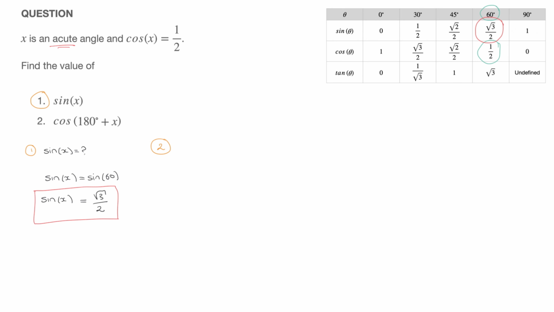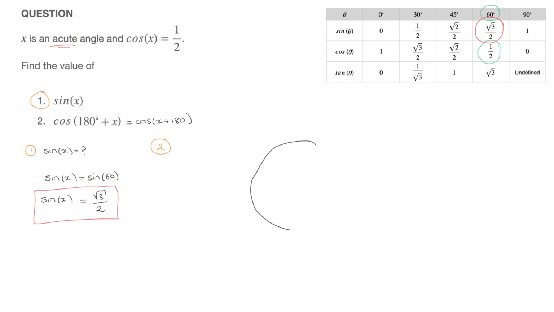Now in question 2, we need to find cosine of 180 plus x, which I'll add here is the same thing as cosine of x plus 180. To find the value of cosine of x plus 180, or 180 plus x, we can make use of our knowledge of the unit circle. And so let me do that here.